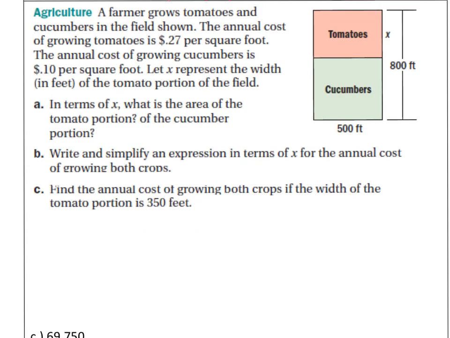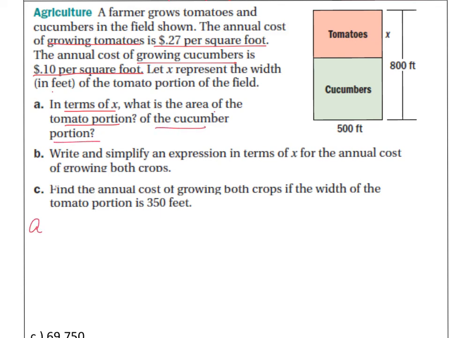Agriculture. A farmer grows tomatoes and cucumbers in the field shown. The annual cost of growing tomatoes is 27 cents per square foot. The annual cost of growing cucumbers is 10 cents per square foot. Let X represent the width in feet of the tomato portion of the field. Part A. In terms of X, what is the area of the tomato portion, of the cucumber portion?